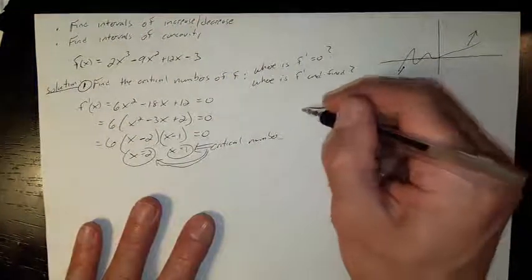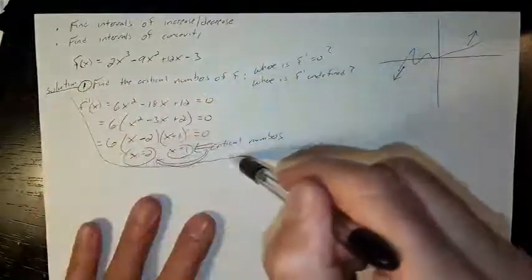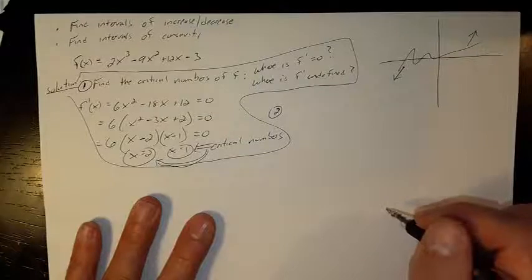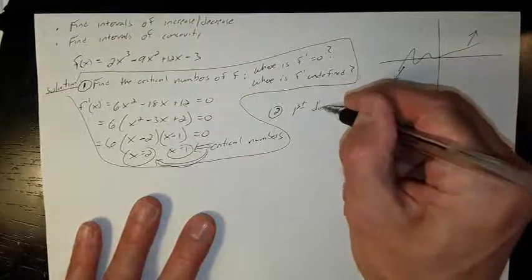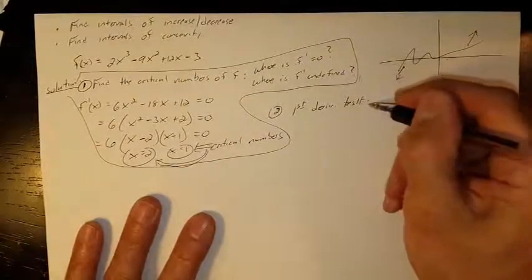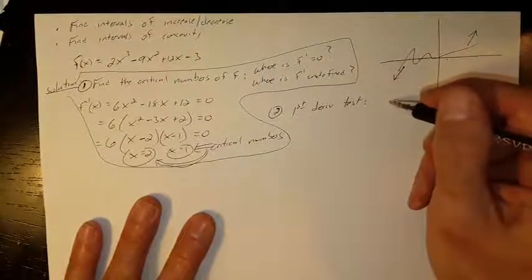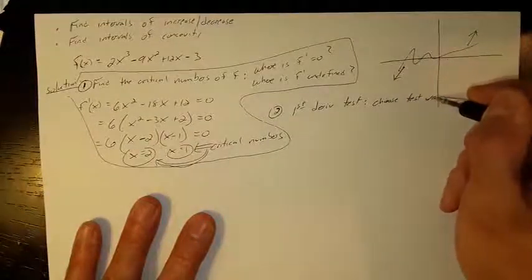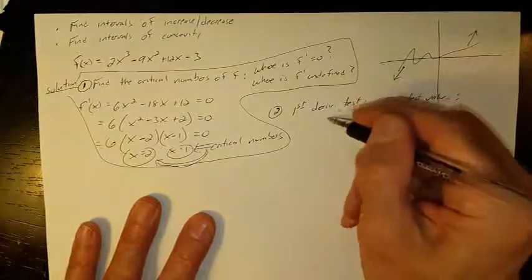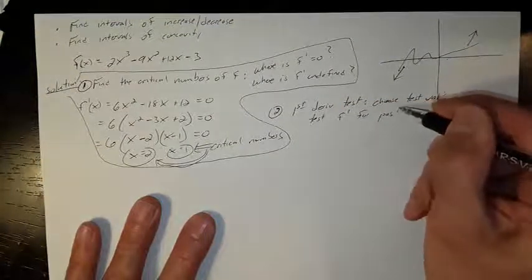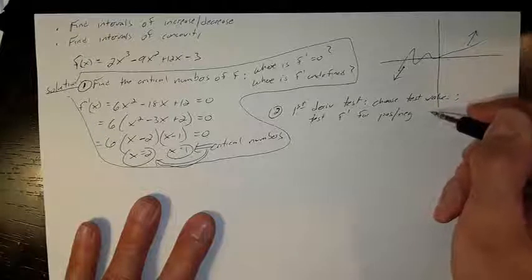What you want to do now, let me just say this was all step 1. For step 2, I want to play what's called the first derivative test. This is a real common kind of thing. It's in every calculus textbook. And what you want to do is choose test values. I'm going to show that in a moment. And then test f prime for either positive or negative at those test values.